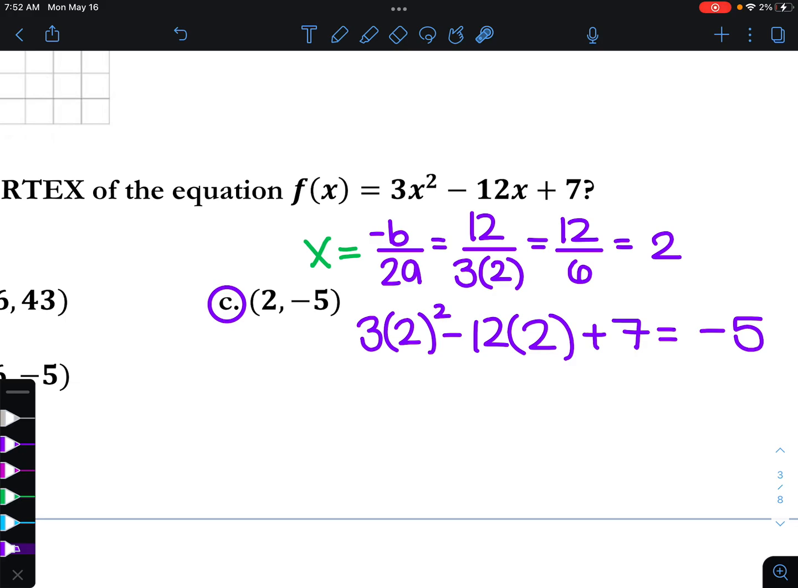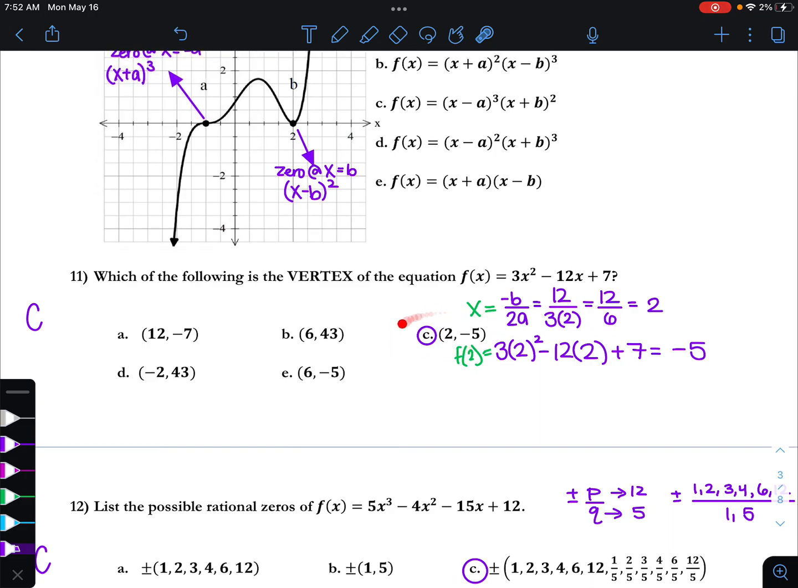And then to get the y value, we just plug in f of 2. So we're going to plug 2 in for every x. Then we get our y coordinate. And so we get our vertex is (2, -5).